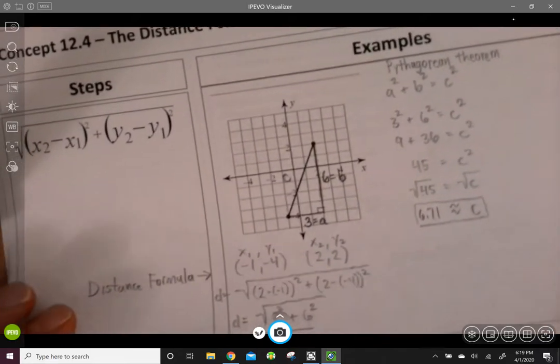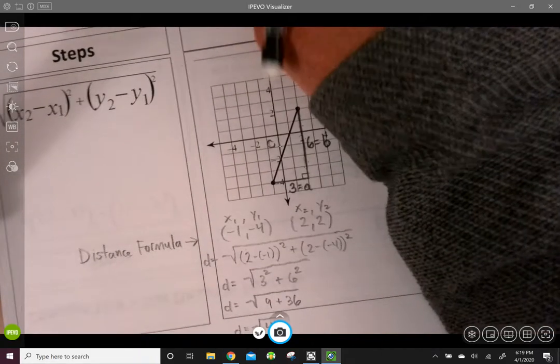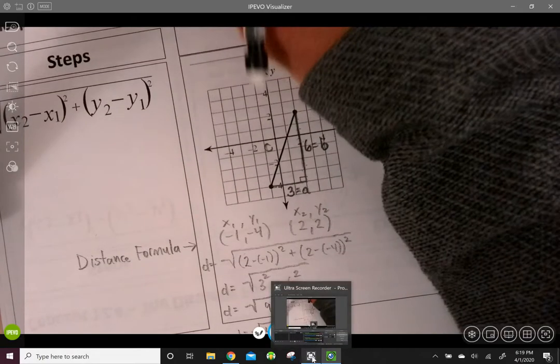Okay, now we're going to take this and we're going to apply it to a little bit of independent practice. You guys are going to work on your own for a little while. I'll put another video up if you still want more help.